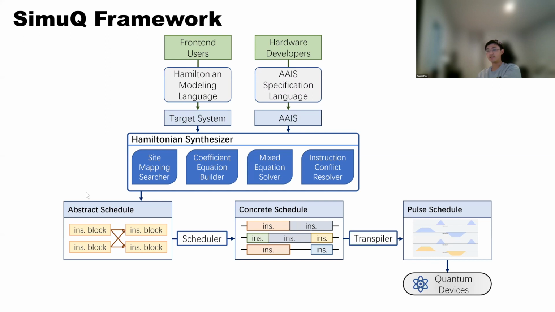It generates an abstract schedule, and we pass it to the scheduler to generate a concrete schedule, where the starting time and the ending time of each instruction are set. We can then transpile the concrete schedule into a pulse schedule, and the pulse schedule can be directly sent to the quantum device. So this is the overall framework we would like to discuss in this project.